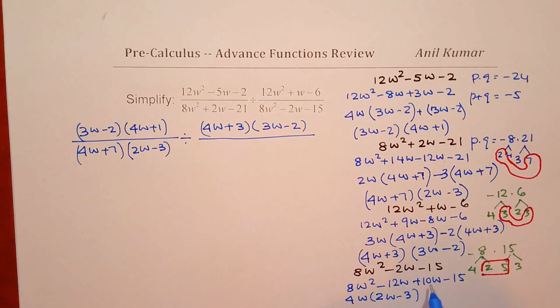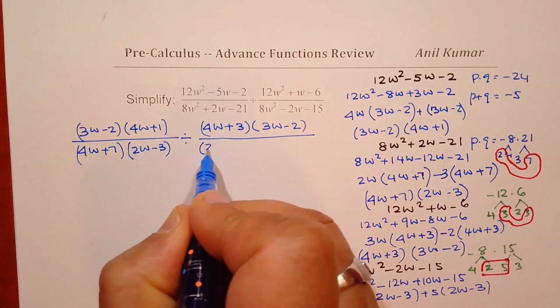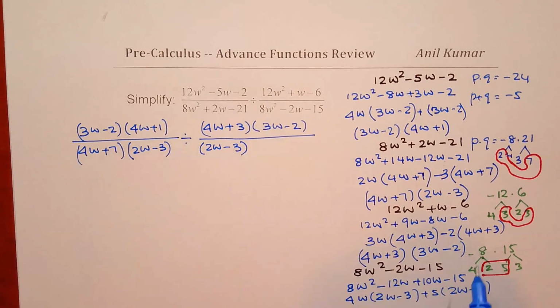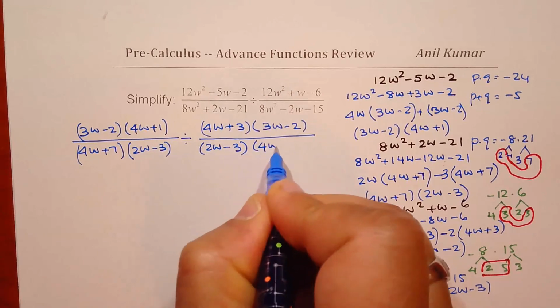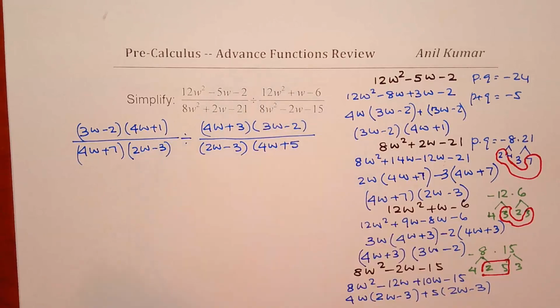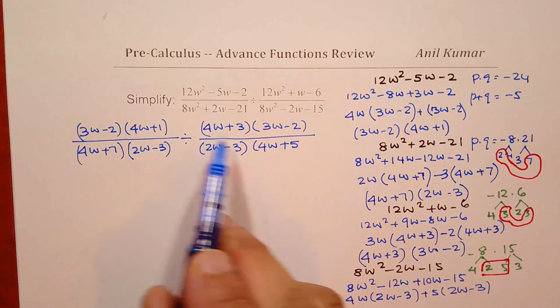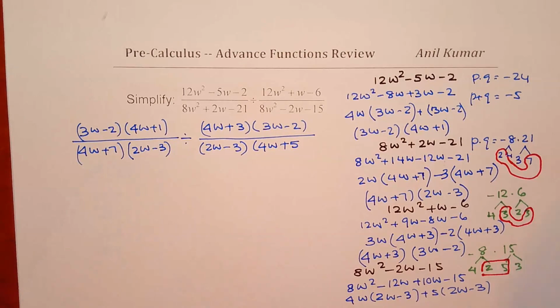And here we can take 5 common, 2W minus 3. Now 2W minus 3 is a common factor. So we'll straight away write here 2W minus 3. Once I take 2W minus 3 as a common factor, I get 4W plus 5. Perfect. So that becomes your rational expression in factored form.